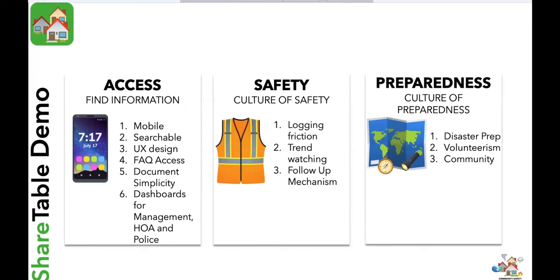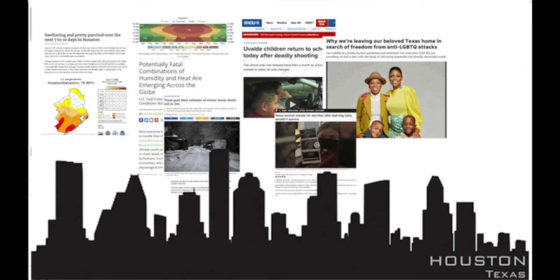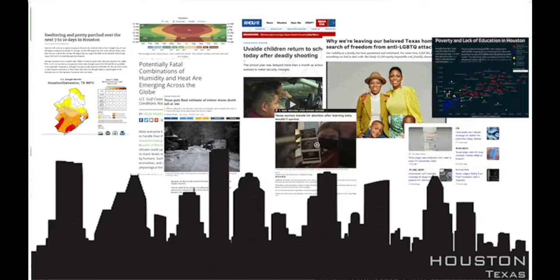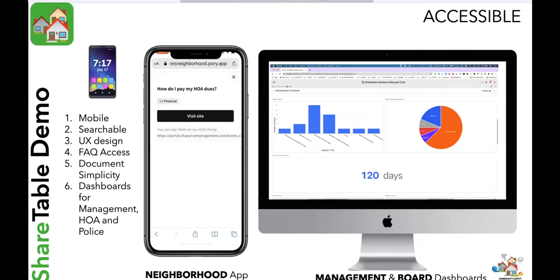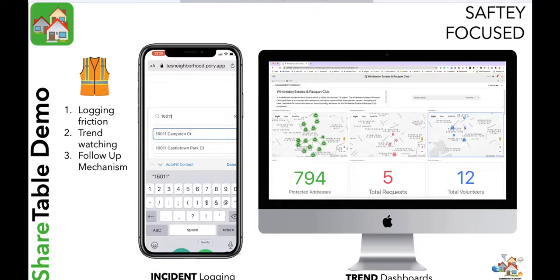We really focused on three main areas: making it accessible, making it safe, and giving our neighborhood a culture of preparedness. Because other than the pandemic, we also had problems with floods and other types of things. If you've ever seen some of the problems we have going on in Texas, you know what I'm talking about. But we had really simple, bright forms, so they were easy for people to understand. We had charts and graphs that people could come in and see what was going on.